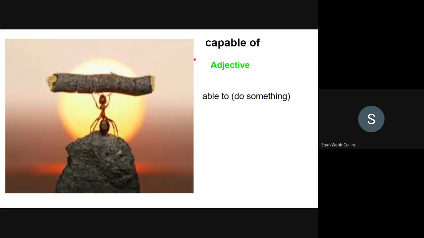Capable of. Adjective, able to do something. For example, ants are capable of carrying many times their own body weight. Another example, what are you capable of? What can you do? What are you able to do?